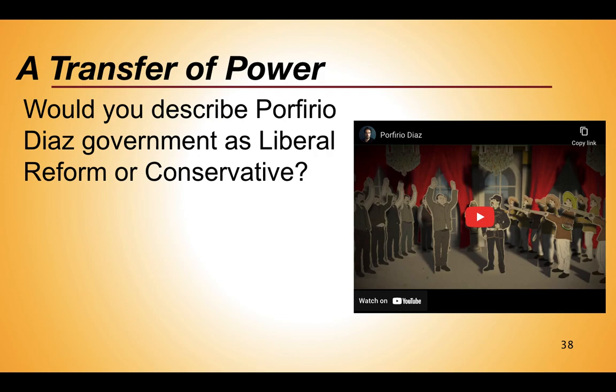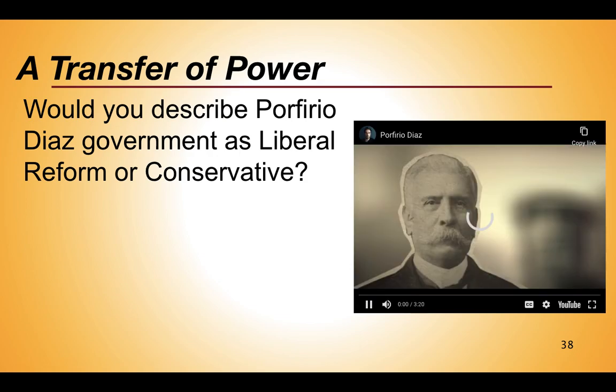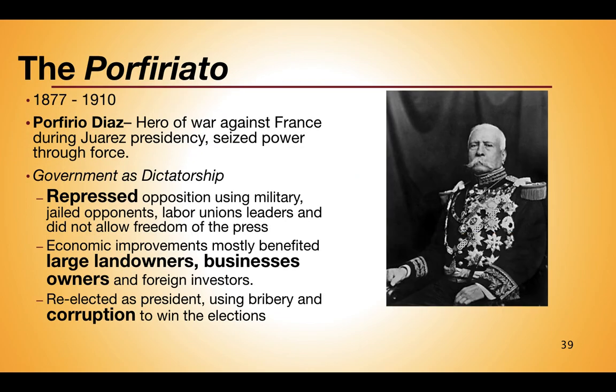However, Benito Juarez will pass away, sadly, and be replaced by Porfirio Diaz. I'll ask you to watch this video in a moment. There'll be a couple other videos, so I'm going to go through this part more quickly. And when we're finished, return to this slide and watch this video about Porfirio Diaz and his conservative government.